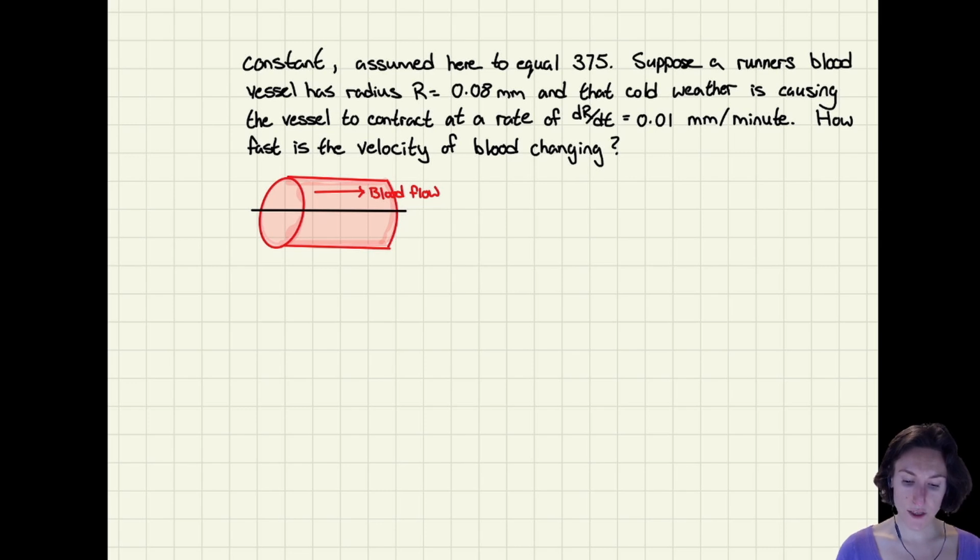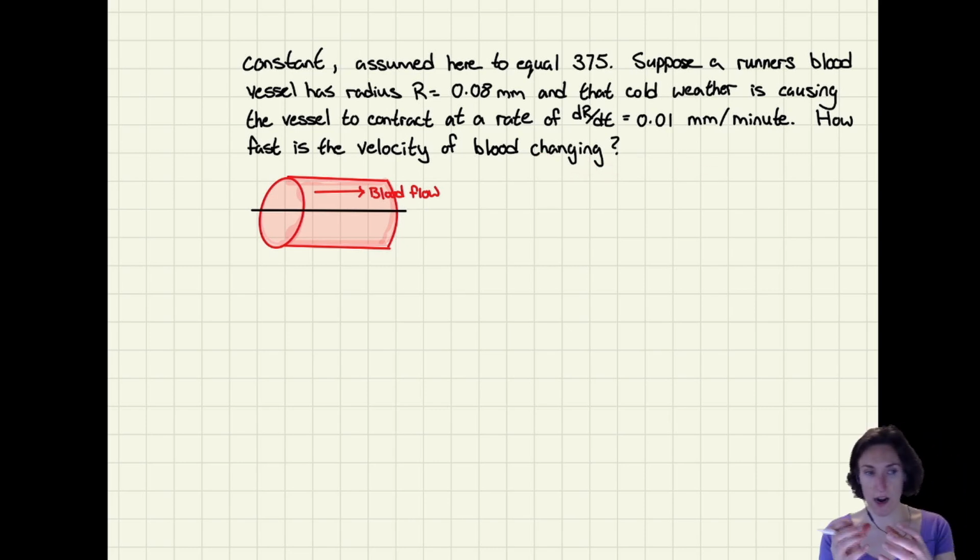Okay, so we're going to suppose that a runner's blood vessel has a radius of 0.08 millimeters, and that maybe they're running outside in the cold, which I like doing in the winter. The cold weather is causing the vessel to contract at a rate of capital dR/dt of 0.01 millimeters per minute. How fast is the velocity of the blood changing?